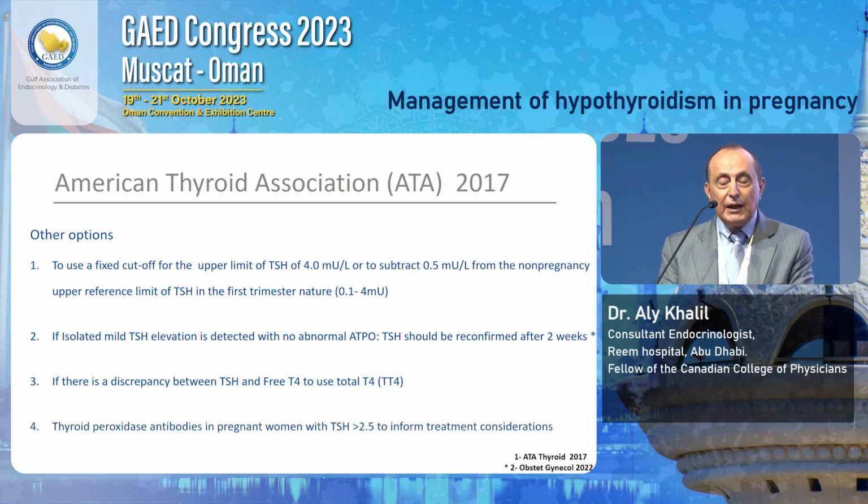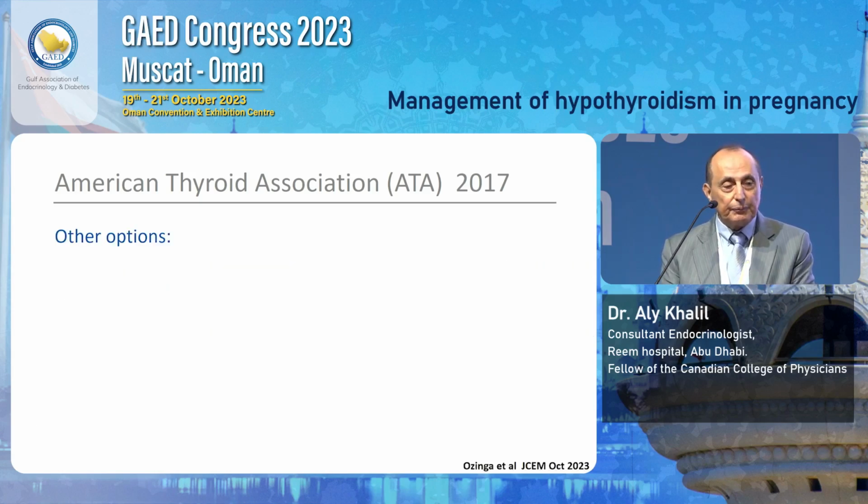And finally, for thyroid antibodies, it's really recommended by the ATA if TSH is more than 2.5, and this is because it might have some therapeutic implication. I'll come back to that point.